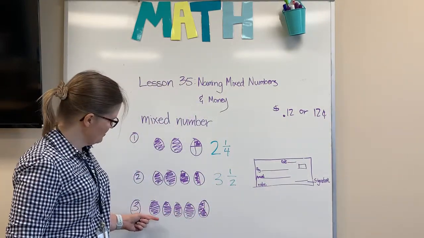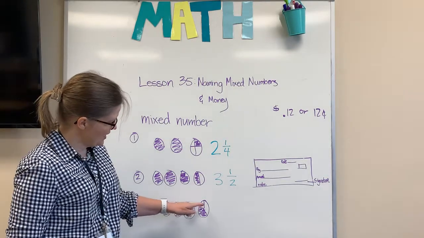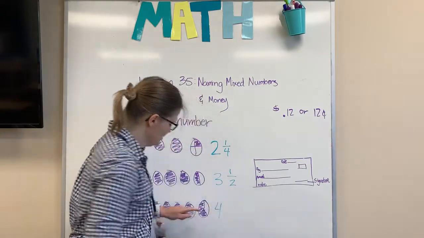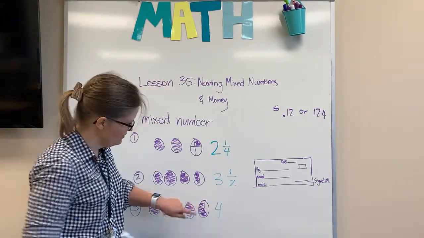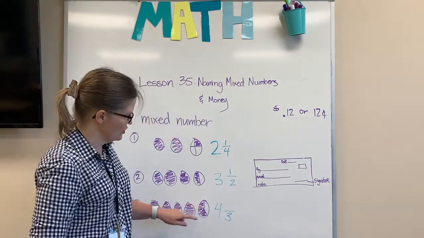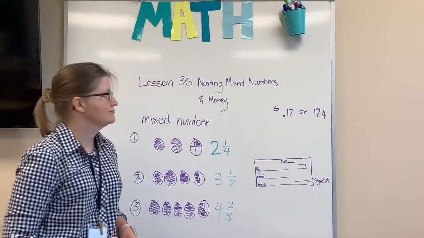And our final example here is 1, 2, 3, 4, and then this is divided up, so we have 4 wholes, and then to determine what the fraction is, we have 3 pieces, so that's our denominator, and then we have 2 of those 3 pieces that are shaded, so it's 4 2/3.